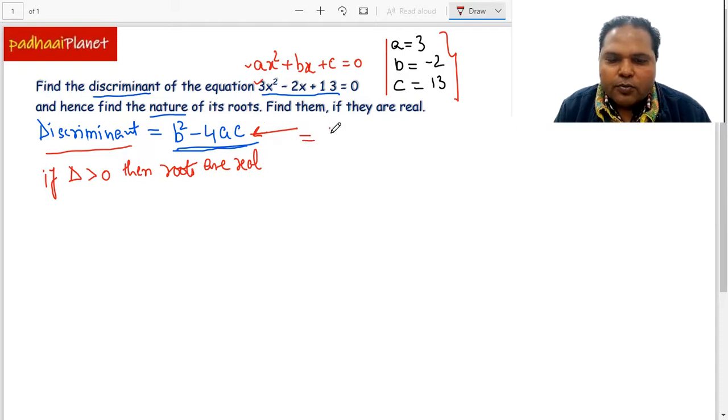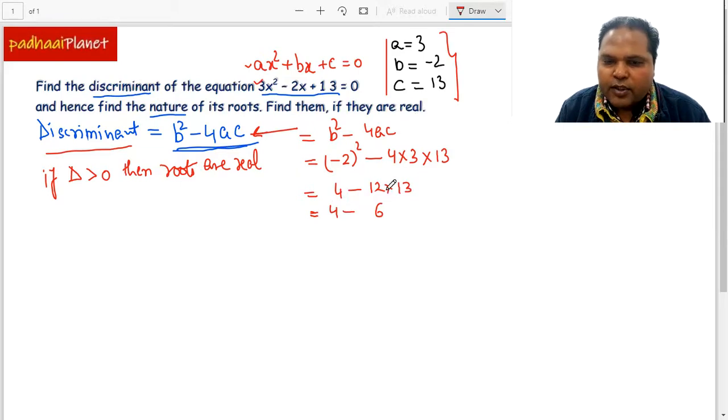So it's equal to b square minus 4ac, and b square means (-2) whole square, minus 4 times a, that's 3, multiplied by c, that's 13, right? So this is 4 minus 12 times 13, right? So now, it's like 4 minus 156, and that's equal to -152.